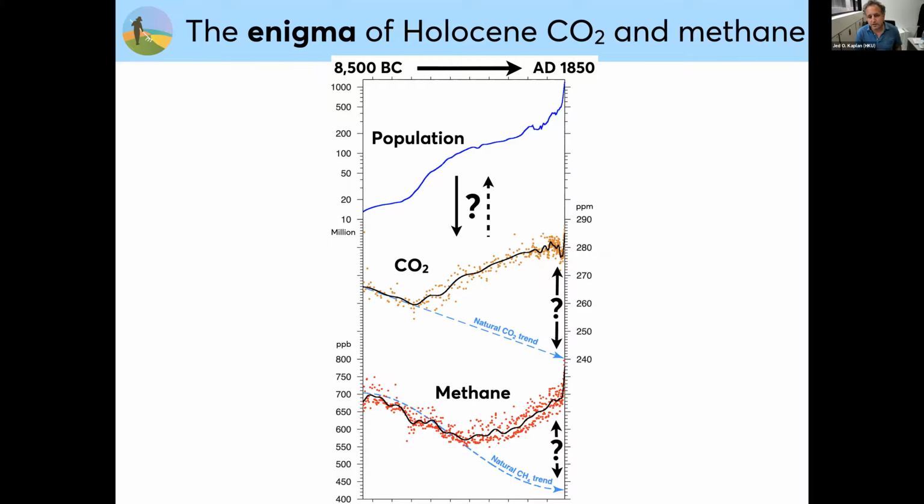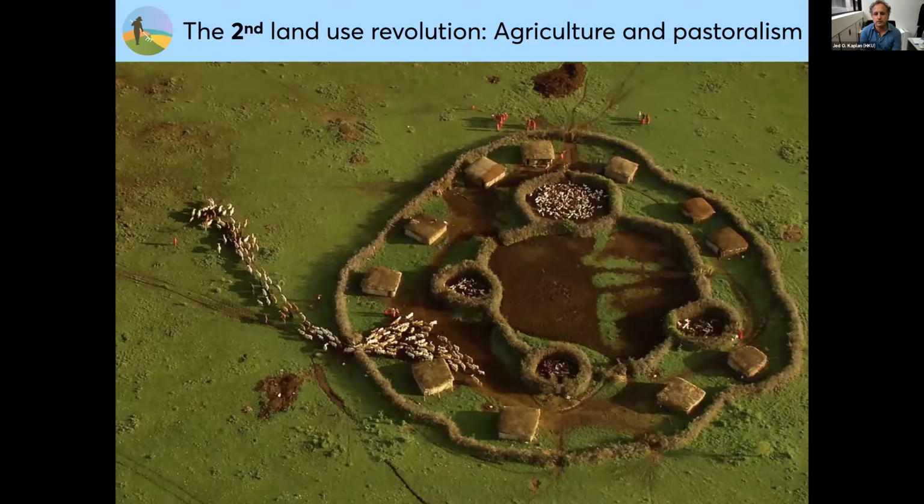So it's worth thinking about what happened over this period from 8,500 BC up to 1850. Well, of course, we went from hunting and gathering to agriculture and pastoralism. And that is by far the most important major change in society that occurs in the pre-industrial period before the Industrial Revolution.